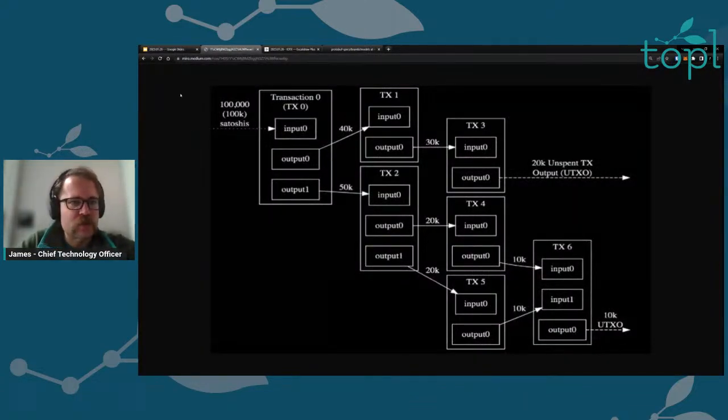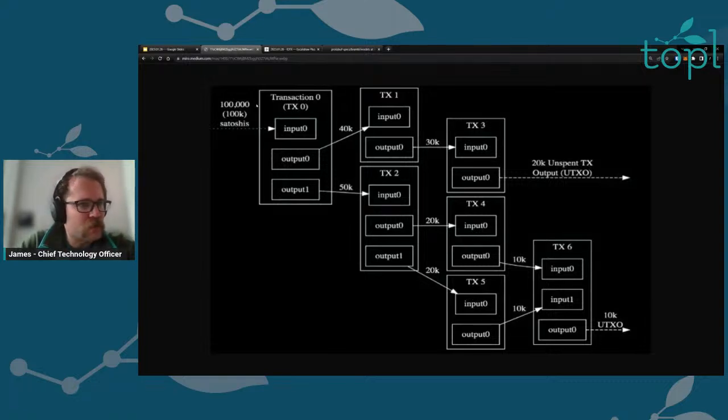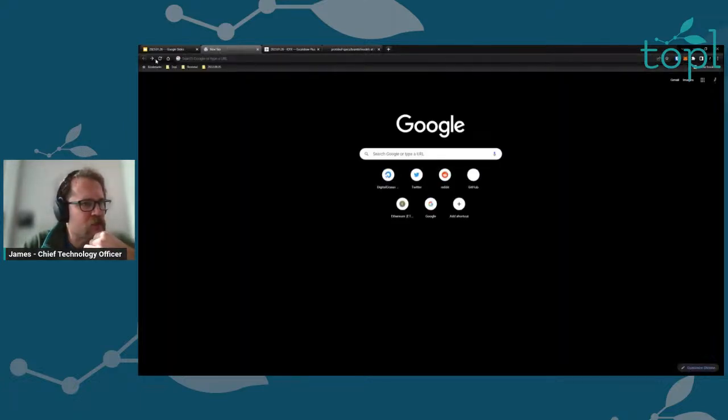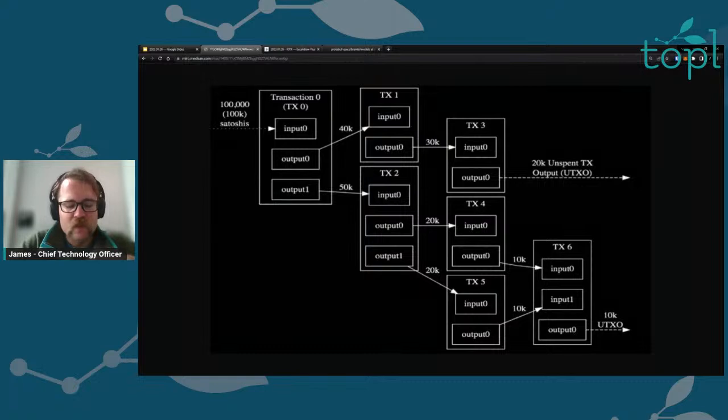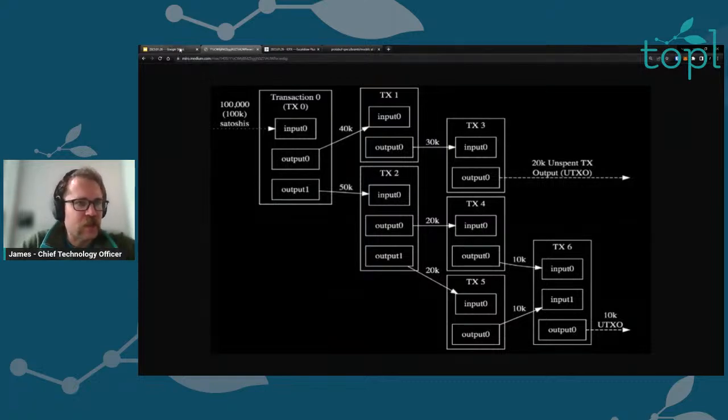Okay, so first off, this is a great diagram from a Medium post going over the comparison between the account model and UTXOs. Highly recommend. I just copied it from somewhere else. But you can see that the idea behind UTXO, I guess I haven't defined it yet, is that it is an unspent transaction output.